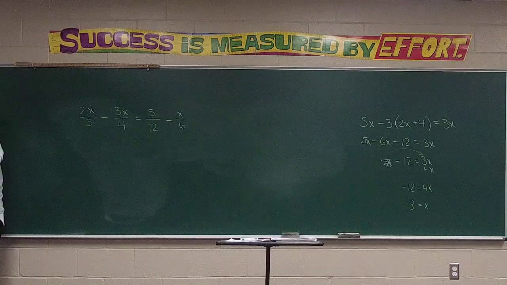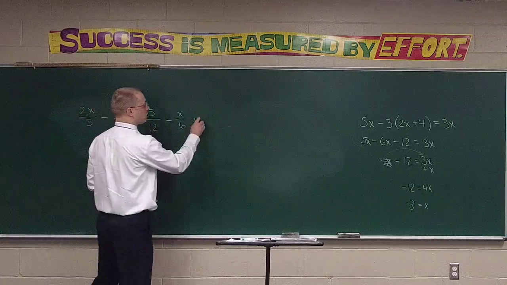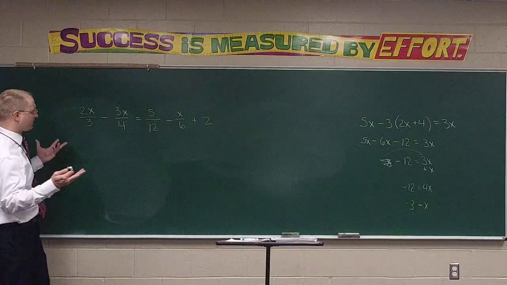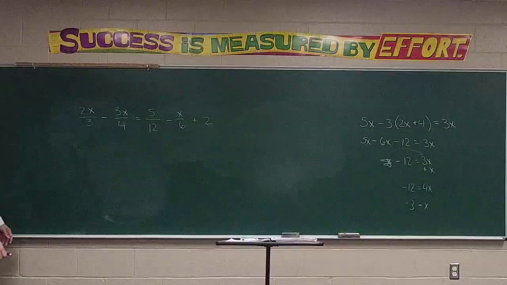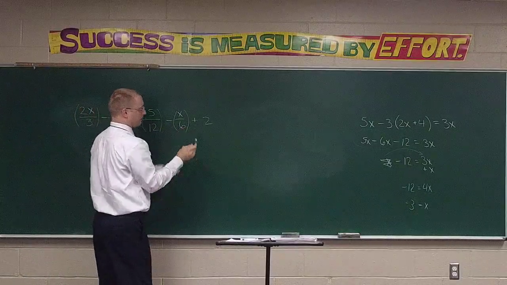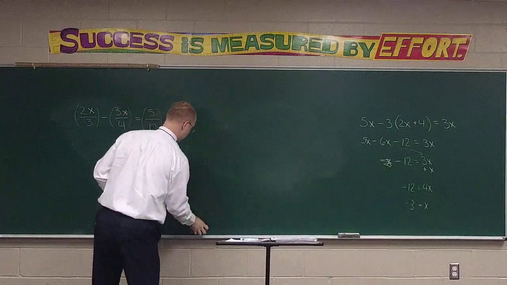Multiply everything by the LCD. So even if I had like a +2, that's not a fraction. That gets multiplied by the LCD as well. What is the LCD here, class? 12. So everything gets, well, if this were there, it would get multiplied by 12 too, would give us a 24. But everything gets multiplied by the 12.